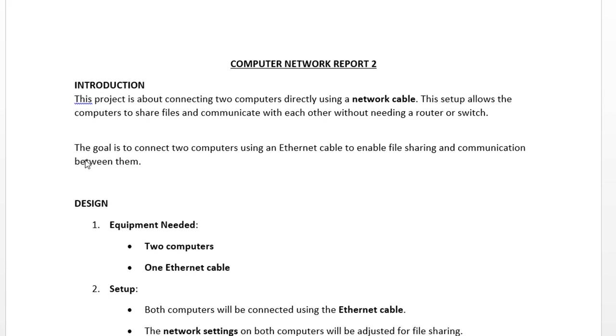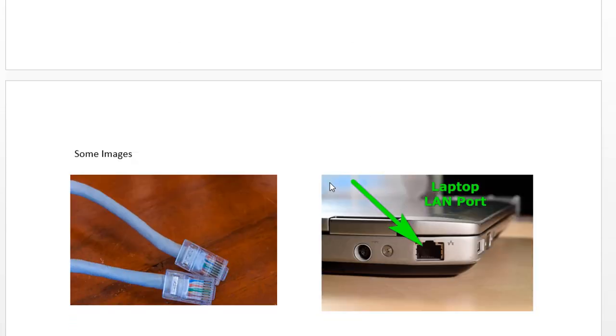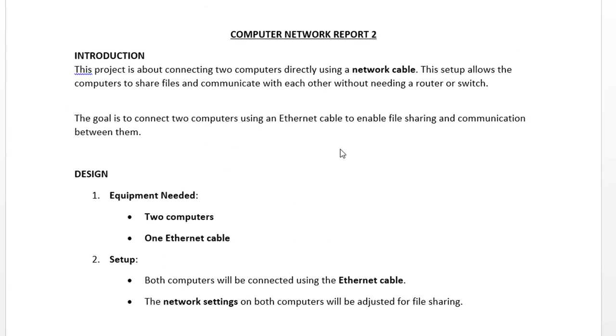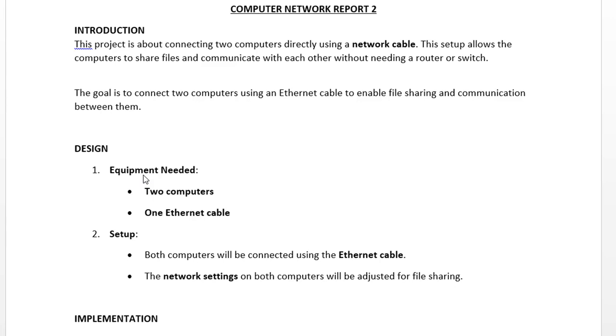Now, what's the goal? The goal is to connect two computers using an Ethernet cable. In fact, the cables you are seeing here that we are using to connect those computers, we call them Ethernet cables. So please know that very well. Ethernet cable. Good. To enable file sharing and communication between them, exactly like what I said from the definition. So the aim of connecting computers is either sharing resources or exchanging information.